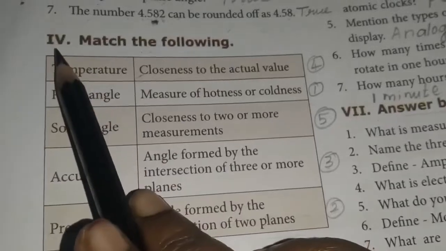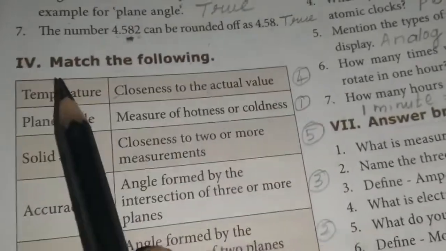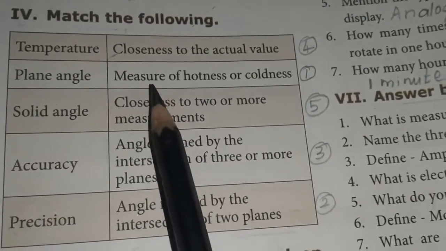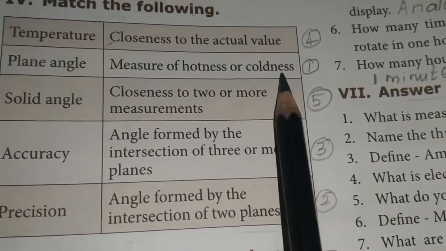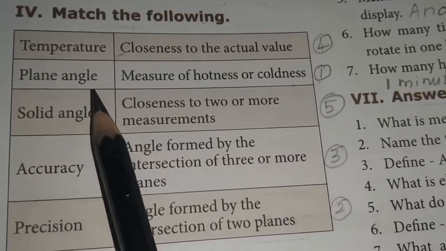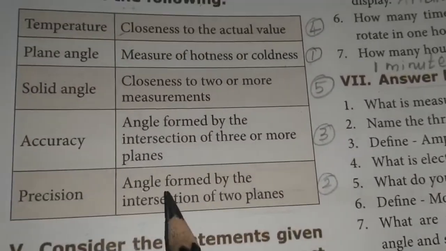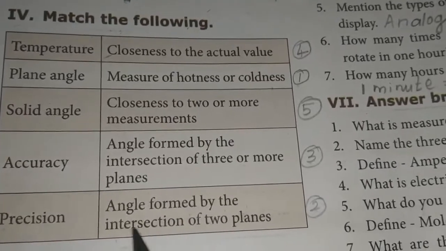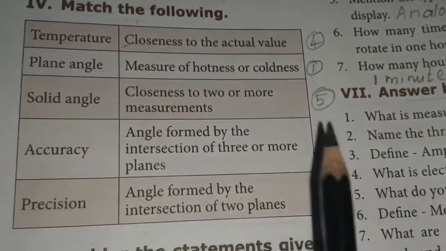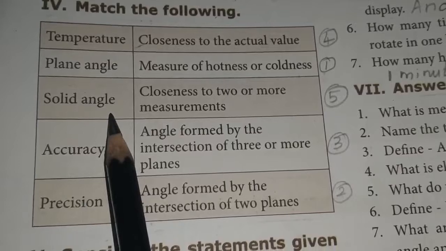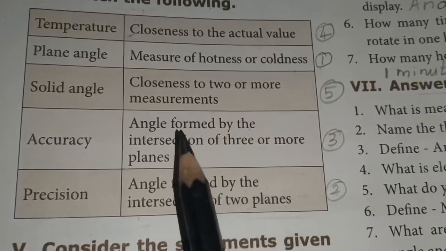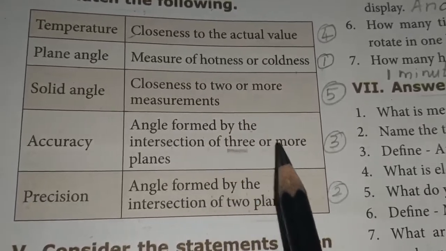Next part, Roman letter 4. Match the following. First one, temperature. So temperature is the measure of hotness or coldness. So 1. And then plane angle. So plane angle, angle formed by the intersection of two planes. And then solid angle. Solid angle, answer is angle formed by the intersection of 3 or more planes.